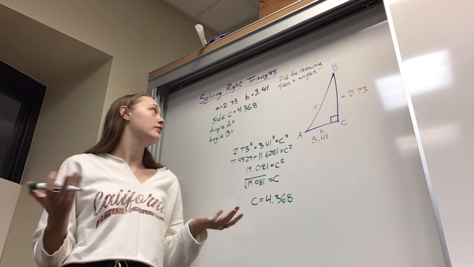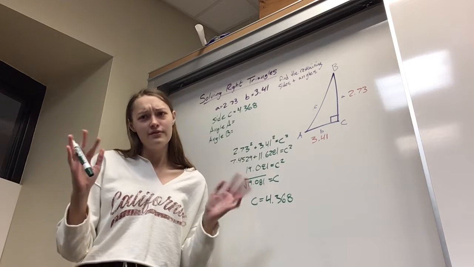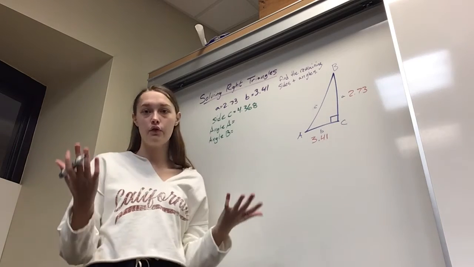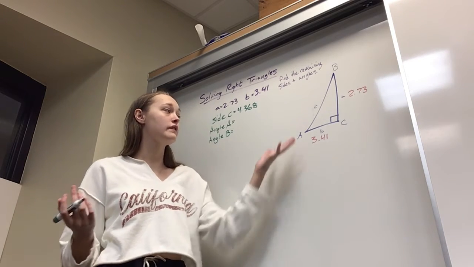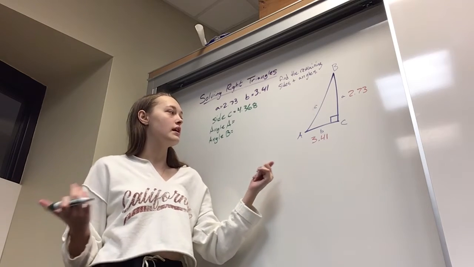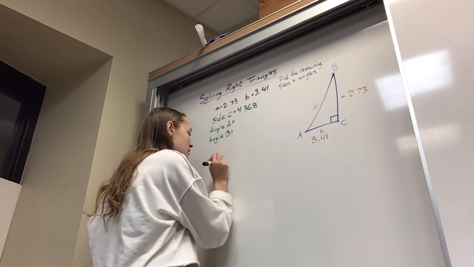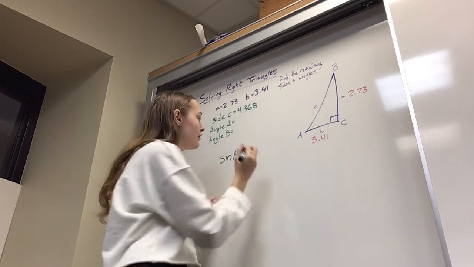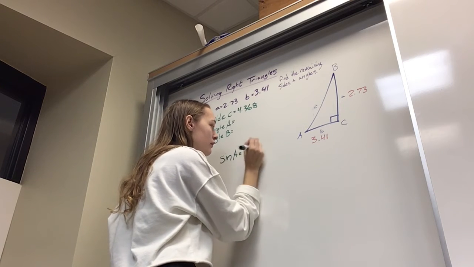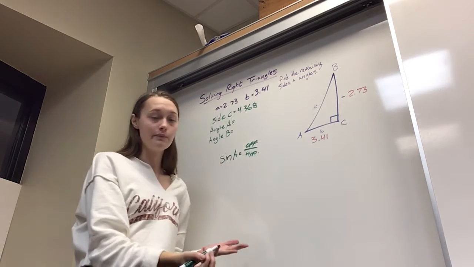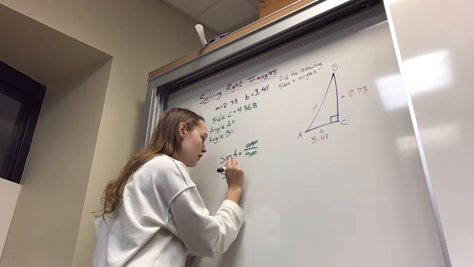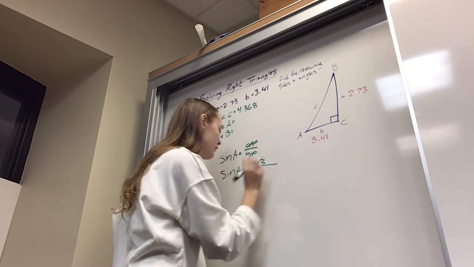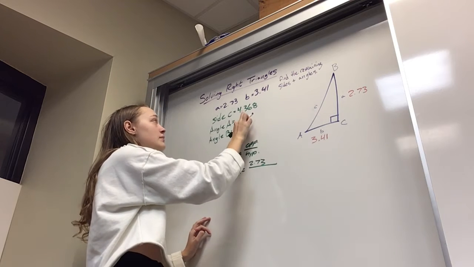Now, all the angles in a triangle have to add up to 180, but we don't really use that here. We just use sine and cosine to figure out what the angles are. For example, for angle A, we can use any of the three sides and figure it out. So, let's use sine, just because it's simple. Sine of A equals, if we use SOHCAHTOA, opposite over hypotenuse, right? So sine of A would be the side opposite of A, which is 2.73, over the hypotenuse, which we just figured out to be 4.368.